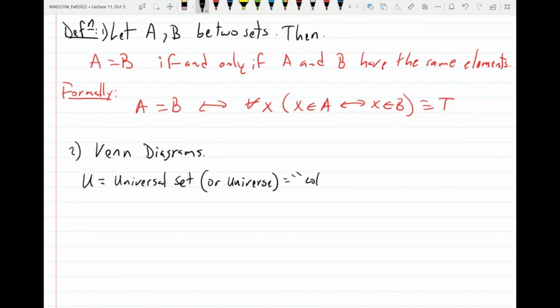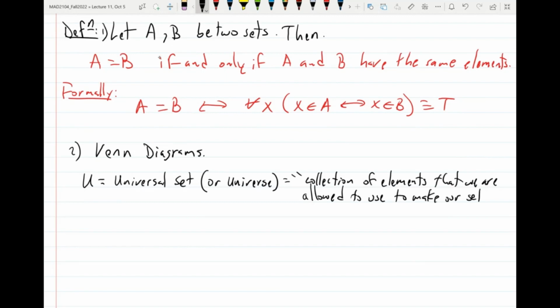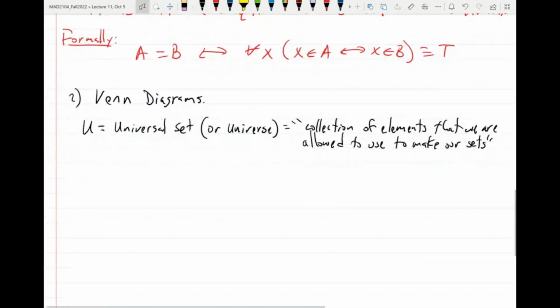So this is the collection of elements that we are allowed to use to make our sets. Remember, a set is a collection of elements. So where do you take these elements from? Well, from whatever is the universe that we establish. I'm going to show you why it is important to know what the universe is.